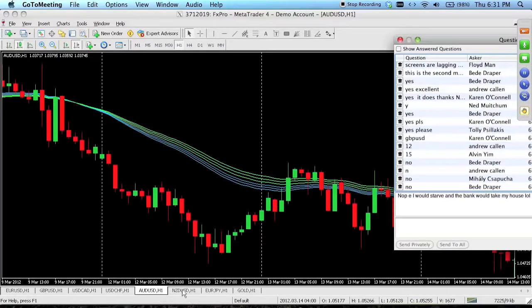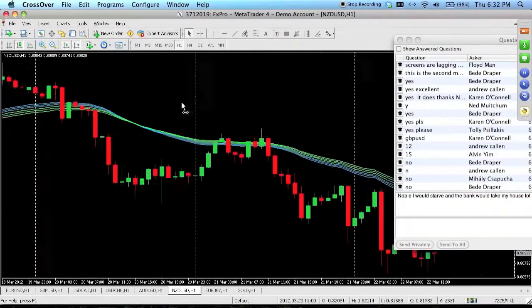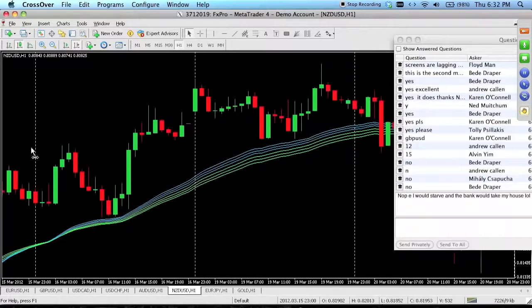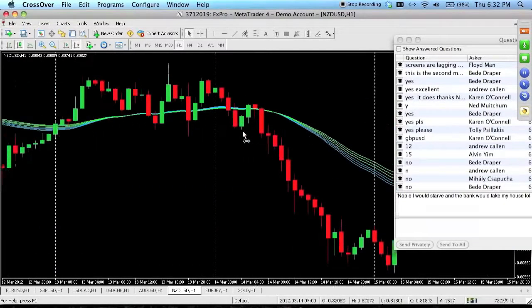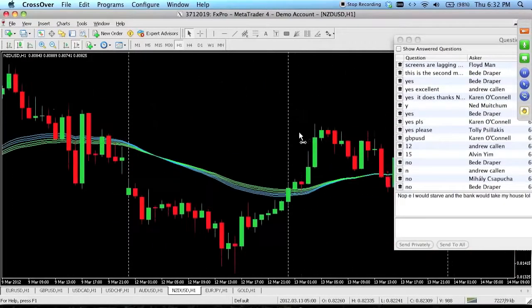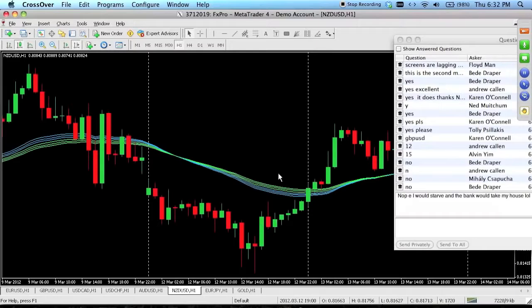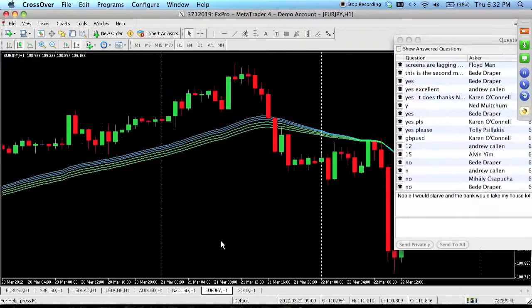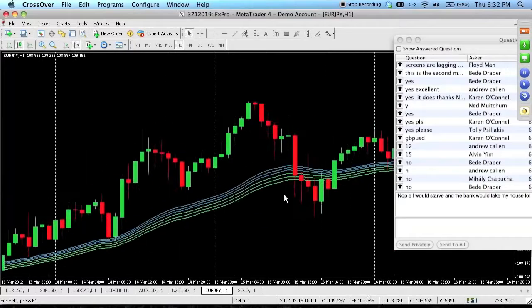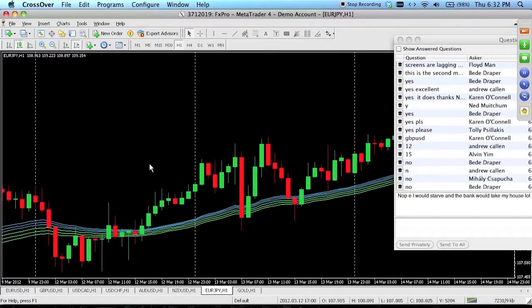Okay, nothing there. New Zealand dollar March 12th. Let's take a look at that. Nothing here. Euro yen March 12th. Any trades here?